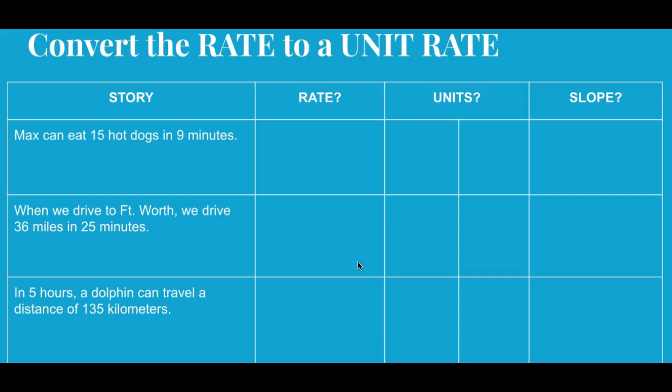So remember, anytime you see time, that's going to be at the bottom of the ratio. Our units will be 5 hours and 135 kilometers. Our slope would be 135 over 5, because 5 is measured in hours and that's time. Remember, time always is at the bottom of the ratio. So we end up with 135 divided by 5, and that answer is 27.